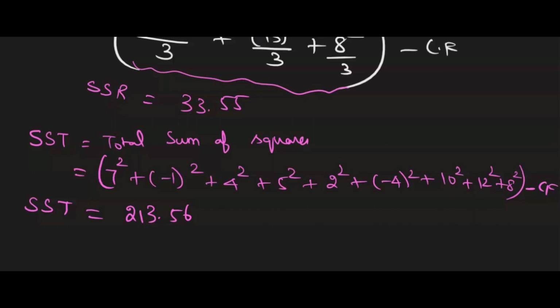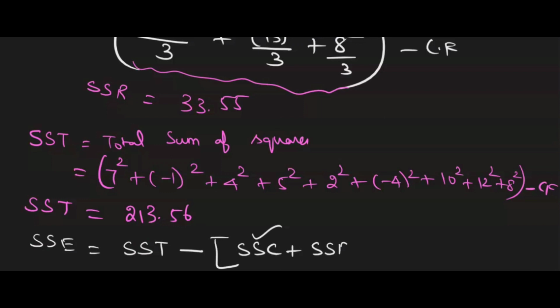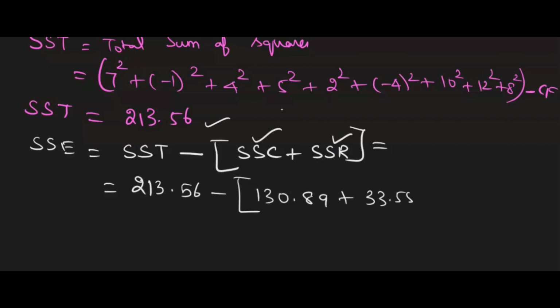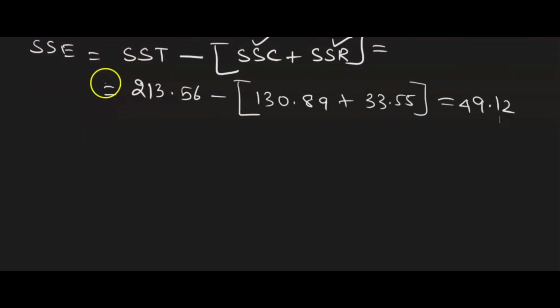Now SSC is over. You have to calculate SSE. In one way ANOVA we will write SST minus only one SSC, because in one way ANOVA we compare only with respect to column. Now we will compare with respect to row also. So your SST, let me write in the next line, just now we calculated this one, 213.56 minus, open the bracket, this is 130.89 plus 33.55, which gives you 49.12. So your SSE you've got.